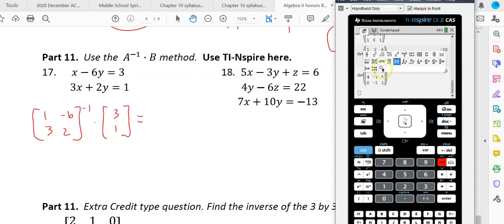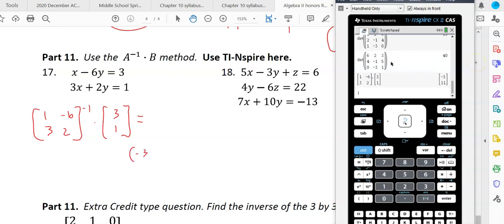So you do a 2 by 2, like that. 1, -6, 3, 2, times a 2 by 1 matrix, 3 and 1. So x is -3 and y is 11. Largely done in the calculator.